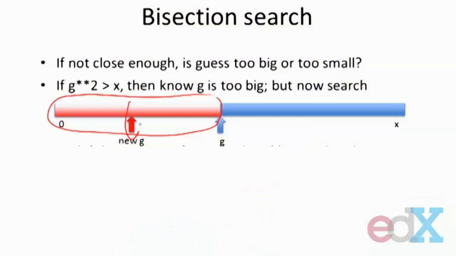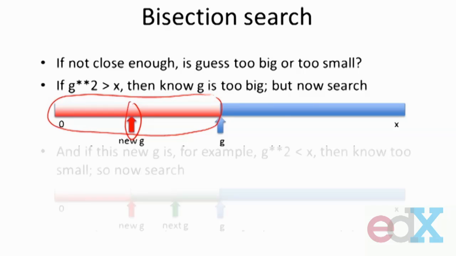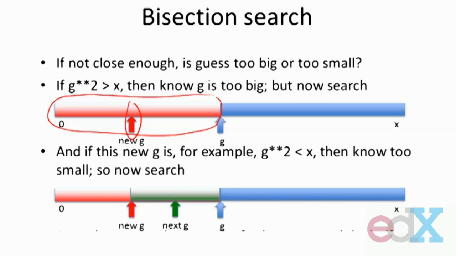Okay? Doing that, we can again take the midpoint of that, let's call it a new g, and again we can say, is that close enough? If not, is it too big or too small? For example, in this case, let's assume that g squared is less than x. That says g is too small. And what does that say? It says we know that the actual value has to lie somewhere between my new g and the previous g that I guessed. And again, we can pick the midpoint and guess again.